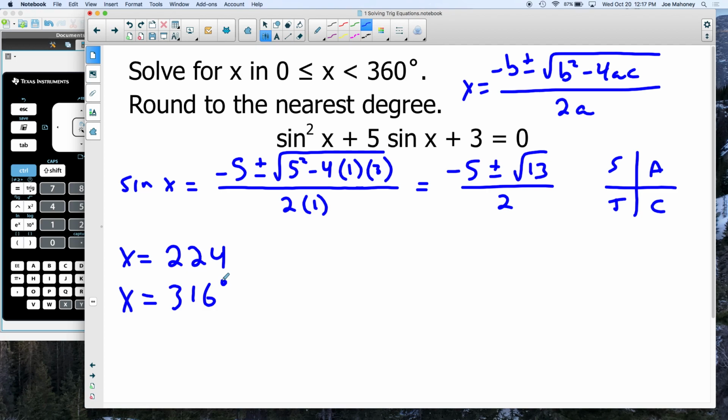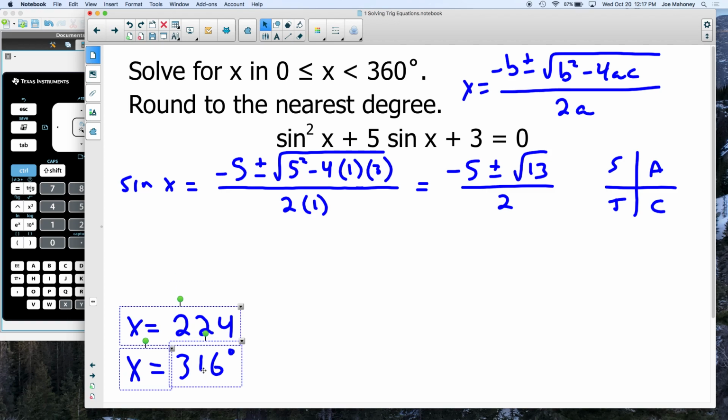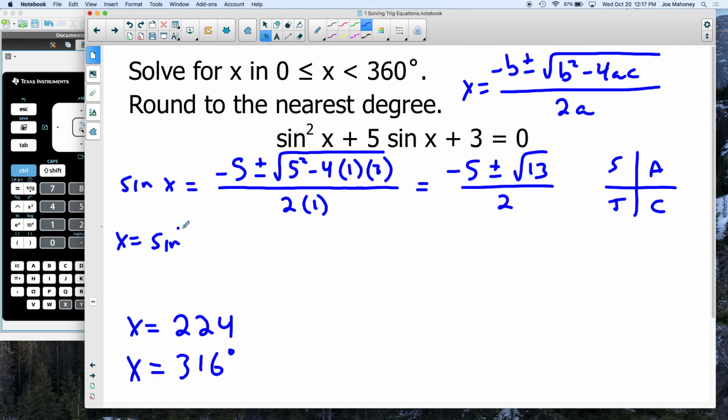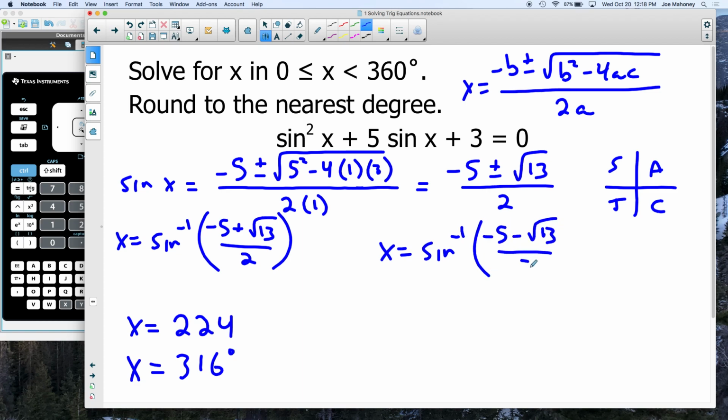Okay, we're halfway done. And you're like, what? Let me show you why. What I should have written down over here was that this is for x equals the inverse sine of -5 plus the square root of 13 over 2. Because remember, we have the plus and the minus. So we need to figure out what's going to go on if we do the inverse sine of -5 minus the square root of 13 over 2. So let's go back to our calculator and let's work through that.